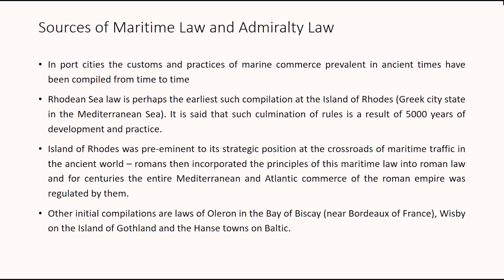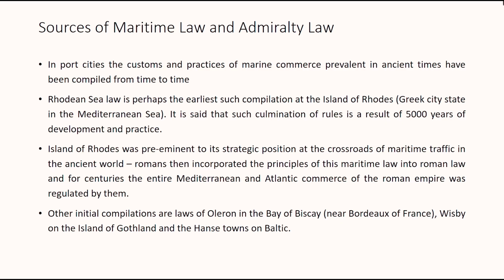And therefore, in port cities, the customs and practices of marine commerce prevalent in ancient times have been compiled from time to time. If you look at Rhodian Sea law, which is perhaps the earliest such compilation, at the island of Rhodes, a Greek city state in the Mediterranean Sea, it is said that such a culmination of rules is a result of 5,000 years of development and practice. So, we see how long, how extended and how old the practice pertaining to maritime law or admiralty law is.